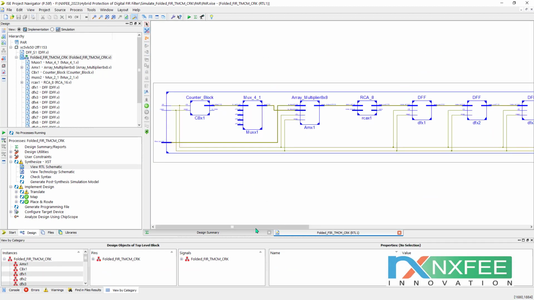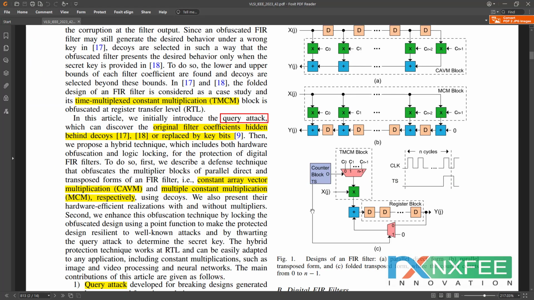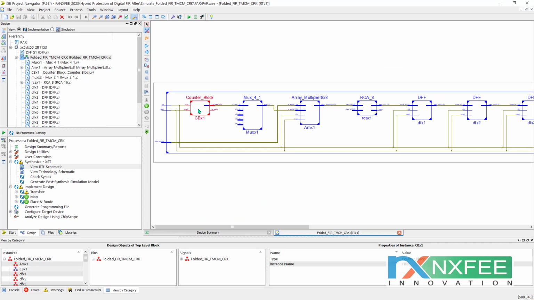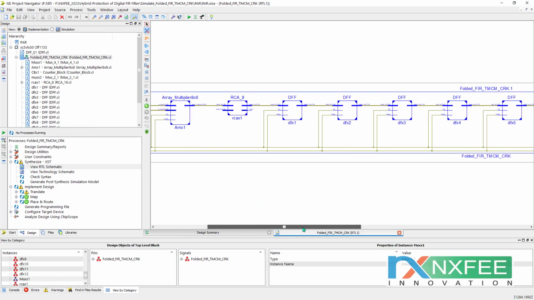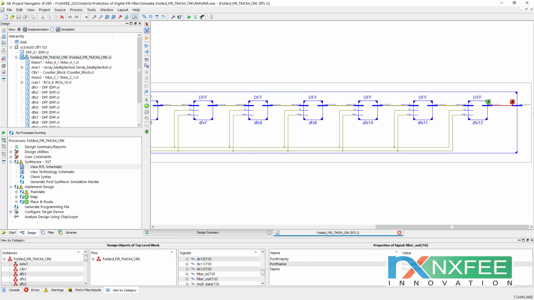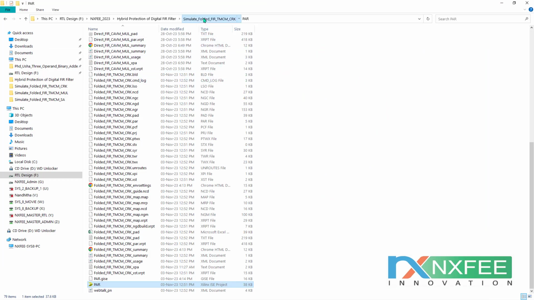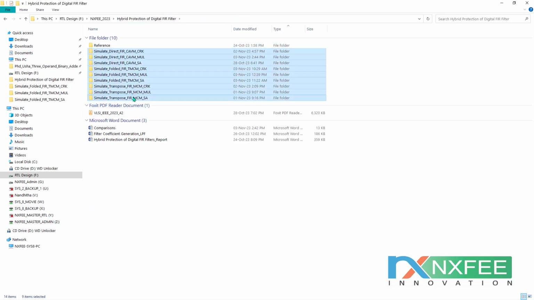Folded form means this method. It will be supported with the counter block. This one is a counter block and this one is a multiplexer. Then the array multiplier, RCA, and this is the number of D flip-flops. The final output of the D flip-flop we take as the output. Actually all the architectures will come up with different RTL schematics. Here totally 9 items we have developed.